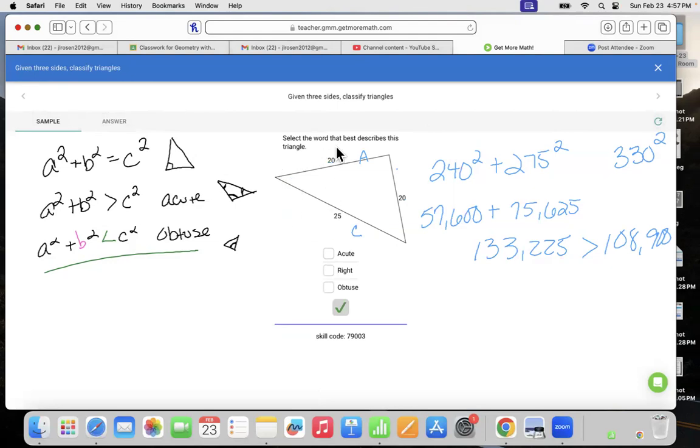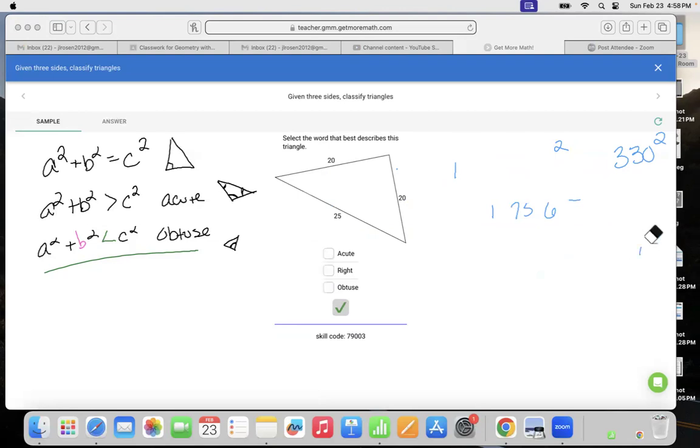There we go. Same thing on this one. We've got to identify which ones are A, B, and C. Again, remember, A and B, it doesn't really matter. C is the one that we have to really pay attention to. The longest side is always going to be your C. So that means this is going to be C. Oh, we have two sides that are the same. So we're going to have 20 squared plus 20 squared and see what that gets us compared to 25 squared.